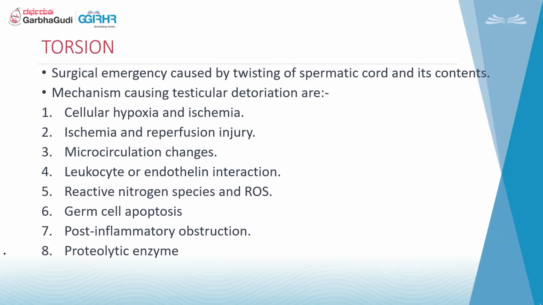So torsion is a surgical emergency caused by twisting of the spermatic cord and its contents. The mechanisms by which it causes testicular deterioration are cellular hypoxia and ischemia and reperfusion injury, microcirculatory changes, leukocytosis and/or endothelial interaction, reactive oxygen species production, germ cell apoptosis, post-inflammatory obstruction, and activation of the proteolytic enzymes.